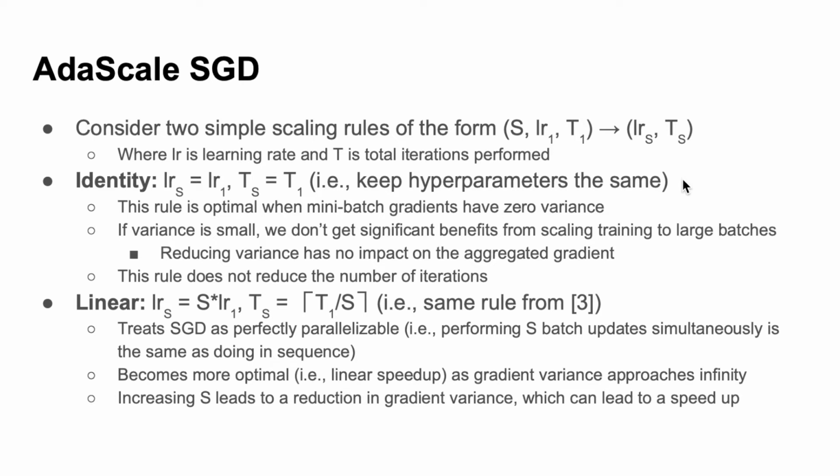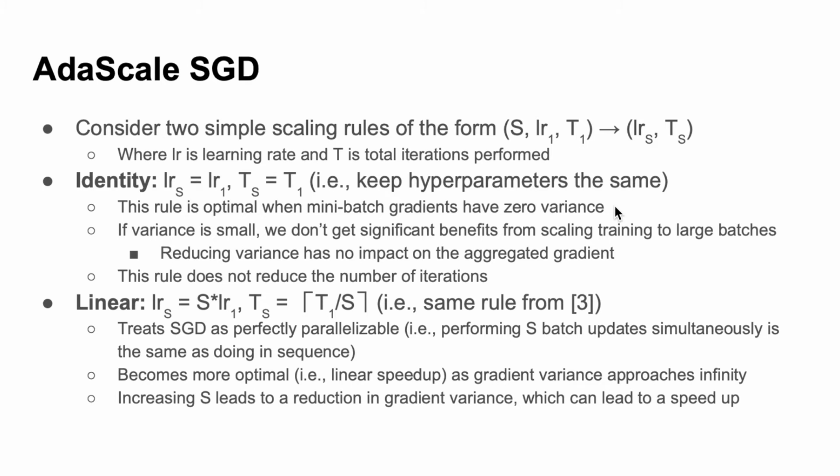The authors argue that this rule is actually optimal when the mini batch gradients have zero variance. If the variance of our mini batch is already small, then we don't get much benefit from scaling up our mini batch size. As we talked about in the last slide, one of the benefits of using large batches is that you reduce the variance of your gradient over this batch when you have more examples. But this doesn't happen if our variance is already small or zero.